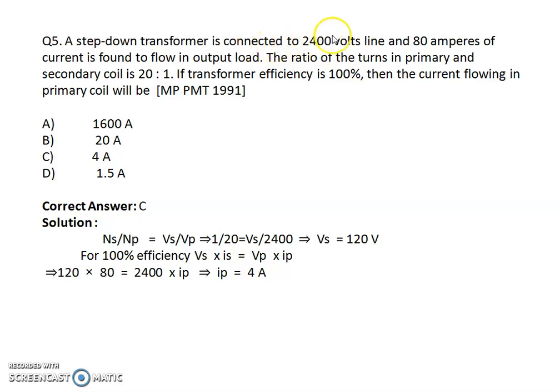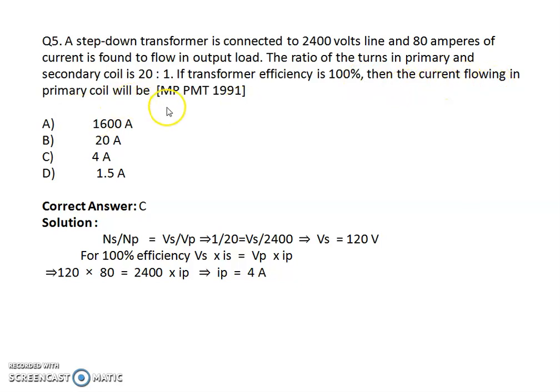It is connected to a 2400 volts line and 80 amperes. So the input voltage is given as 2400 volts and the input current is given as 80 ampere. Then you are given the ratio of the turns in primary and secondary coil, which is 20:1. The transformer efficiency is given as 100%, and you have to find out the current flowing in the primary coil.